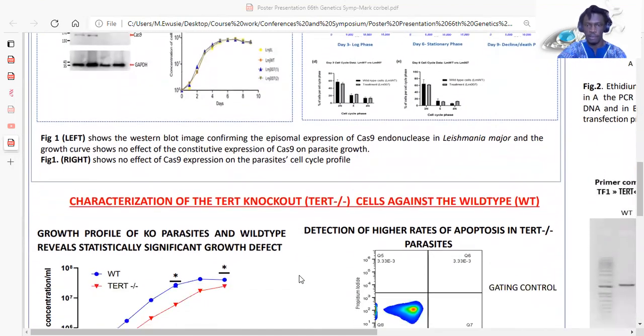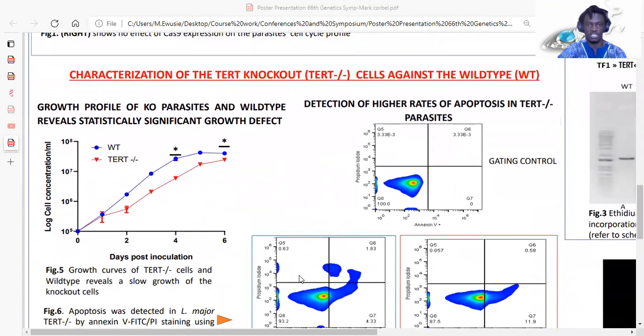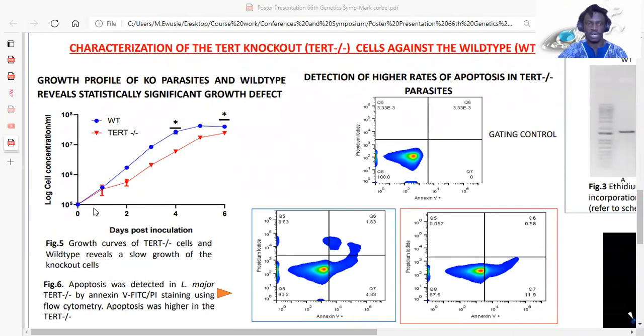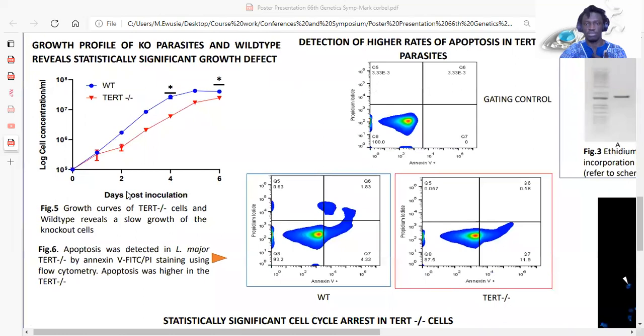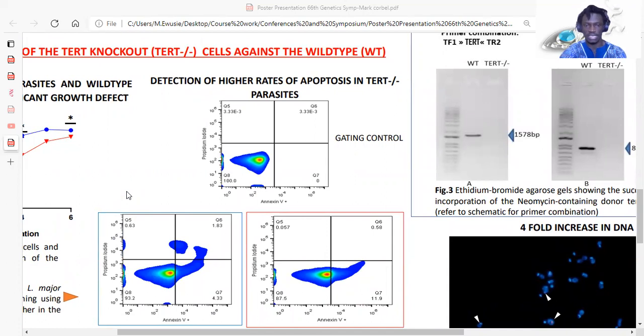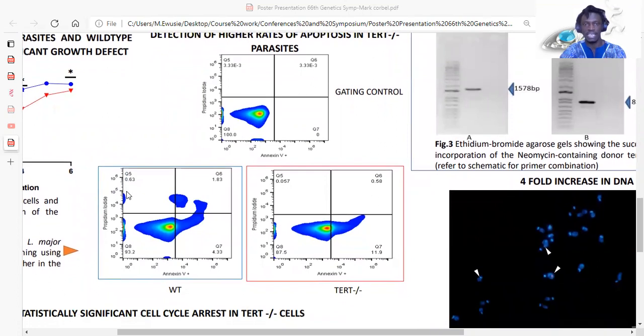With this positive result, we then went on to do a characterization of the TERT knockout cells against the wild type. Here, we first started by looking at the growth profile of the parasite, where we observed a striking difference between the growth of the wild type as against the TERT knockout. And this striking difference led us into looking at the apoptotic rate of the parasite. The apoptosis analysis showed an increase in the apoptotic rate of TERT knockout as against the wild type cells, similar to data presented on TERT knockout in cancer cell lines.